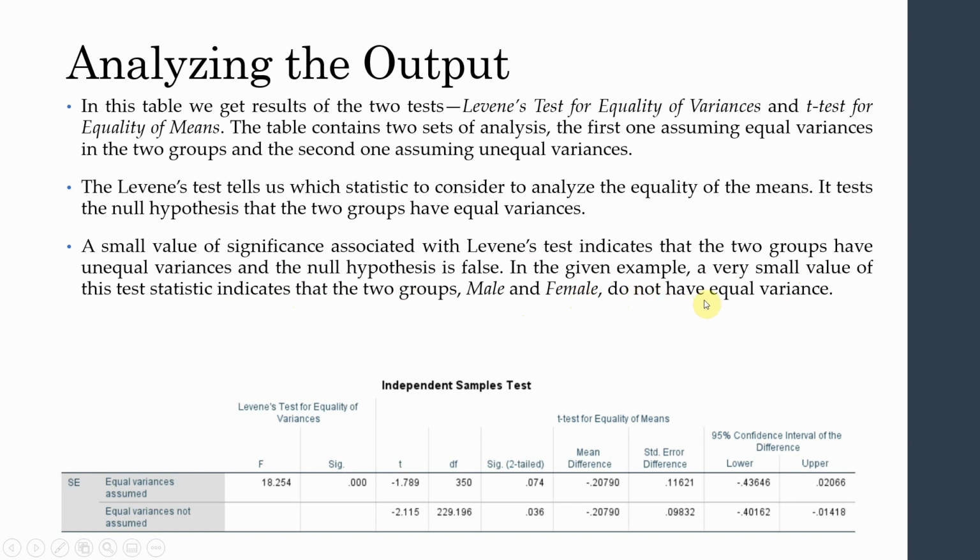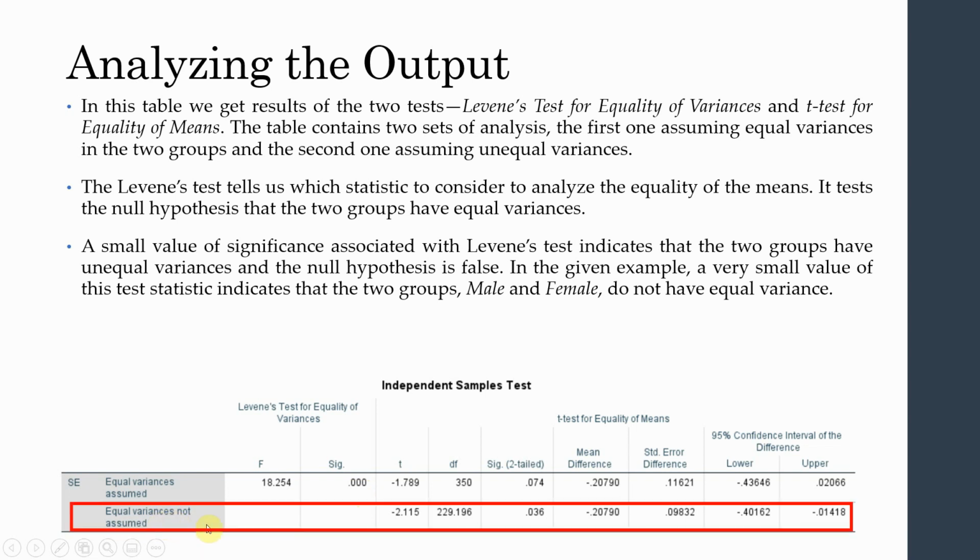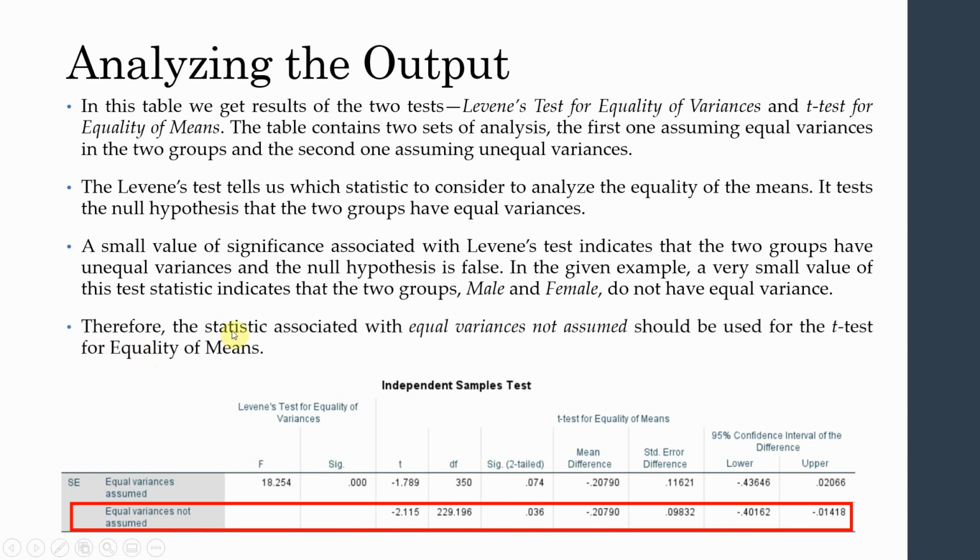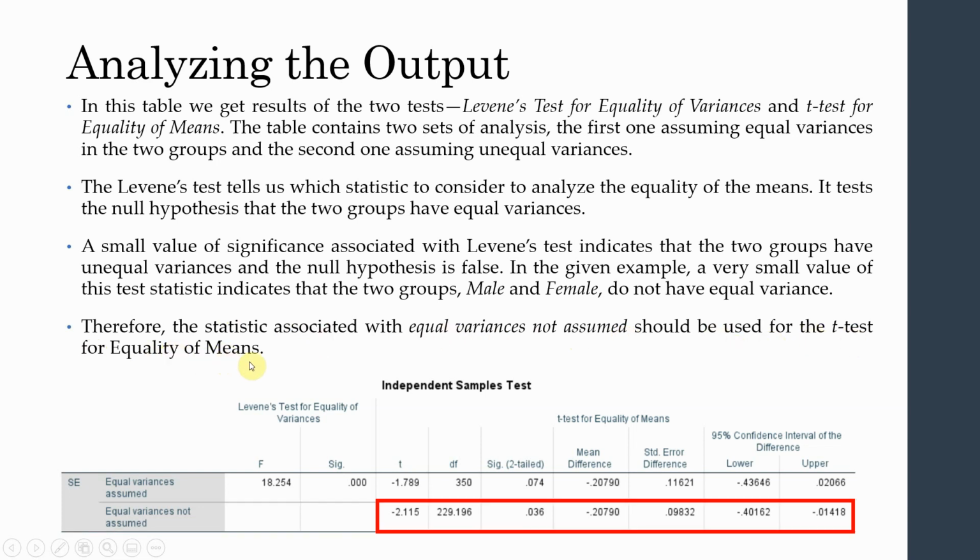Why are we saying that these two groups do not have equal variance? Because the significance value is less than 0.05. When this is less than 0.05, equal variance between the two groups cannot be assumed. This means that we are going to select this particular row to assess our equality of means. Therefore, the statistic associated with equal variance not assumed should be used to test the t-test for equality of means.